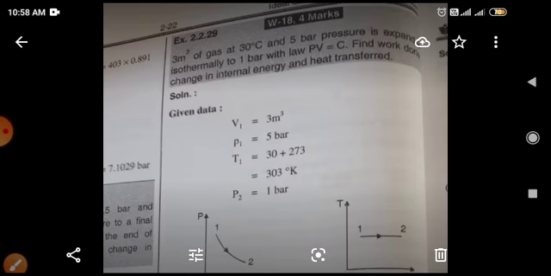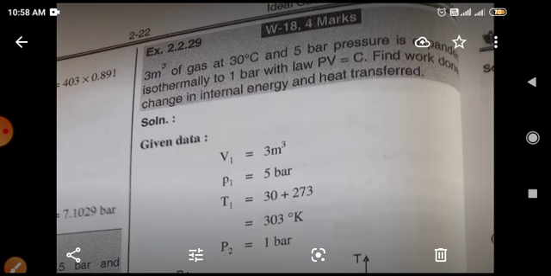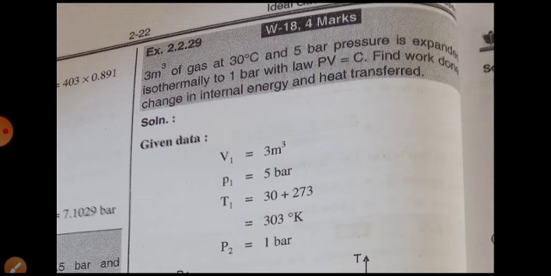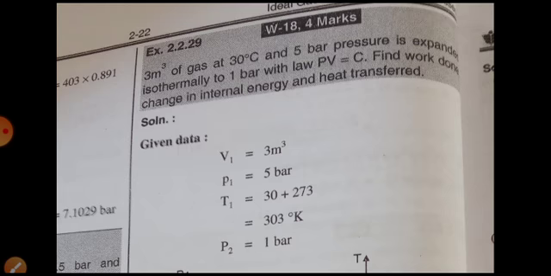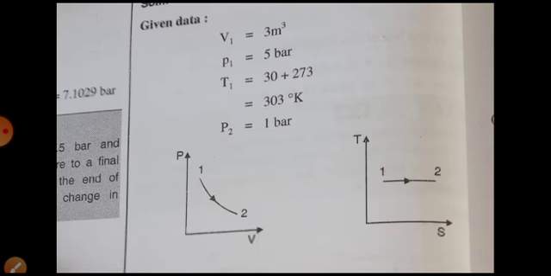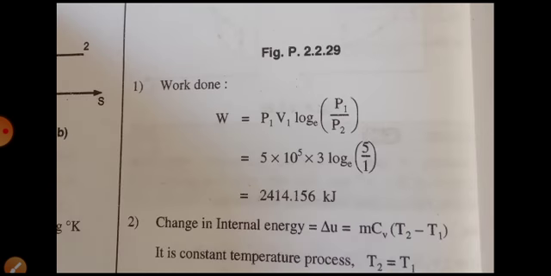Now next one. 3 meter cube of gas at 30 degrees and 5 bar pressure is expanded isothermally. Again, here T is also constant. At 1 bar with law PV is equal to C. Find work done, change in internal energy and heat transferred. Okay, now write all this given data and let's start the problem.